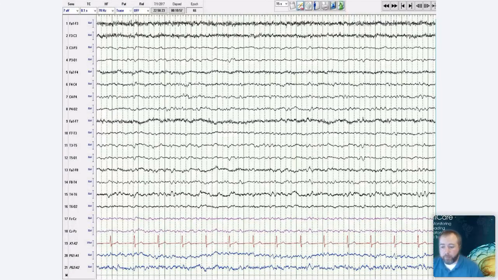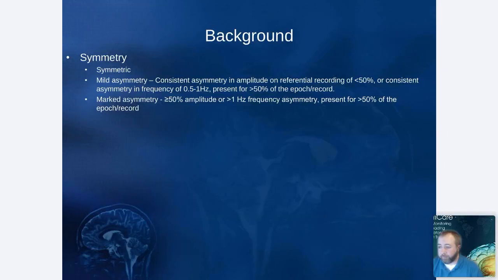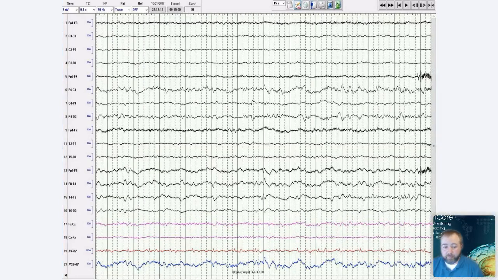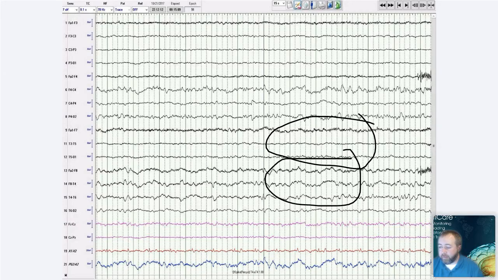Next, then, would be a marked asymmetry, which is going to be more than 50% amplitude or greater than 1 hertz in frequency. This is where that asymmetry is going to be pretty obvious. So here would be an example of a marked asymmetry. Again, with the whiteboard here, you have pretty much nothing going on that left side. All the activity is going on the right side. Very obvious asymmetry.